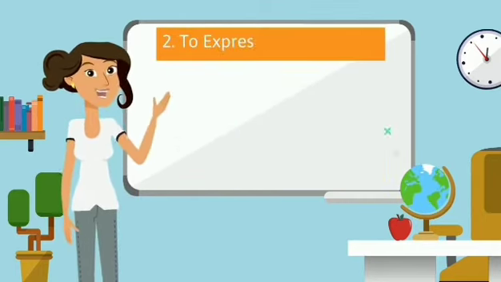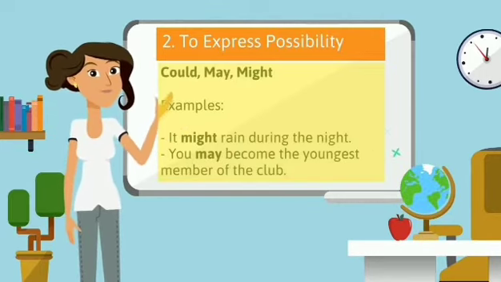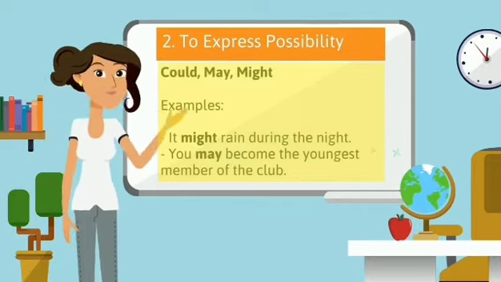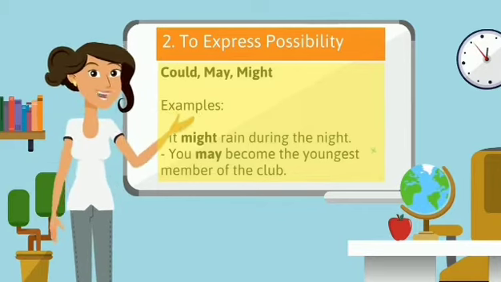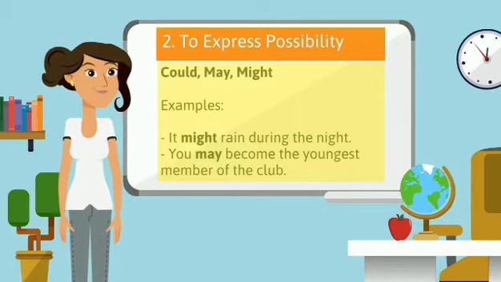Second one is to express possibility. We can use modals like could, may, and might. For example, it might rain during the night, or you may become the youngest member of the club. Here, might and may are used to express possibility, that it is possible to rain during the night.